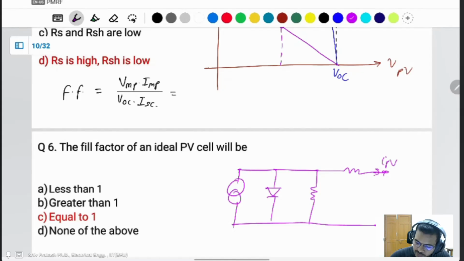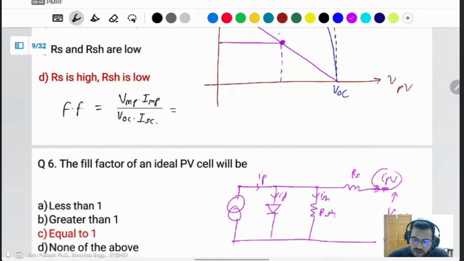This will be a cell PV current, cell PV voltage, series resistance, and shunt resistance. Suppose the maximum current is flowing through the shunt resistance, then IPV will be very less. In which condition is the maximum current flowing through the shunt resistor? It means the shunt resistor is very low, and in that condition the maximum current is flowing through the shunt resistor.